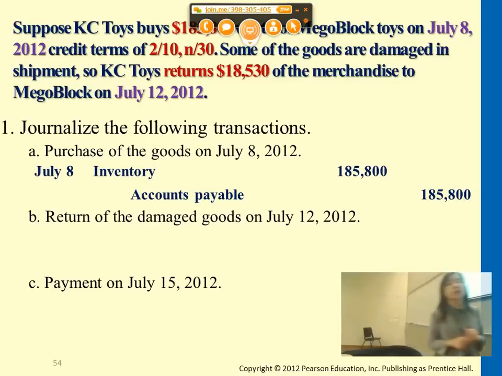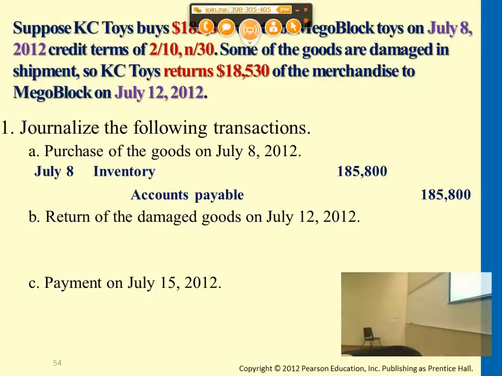Okay, so July 8th, this is a purchase entry: increase inventory, increase accounts payable. Now when it reaches 4 days later, they did the inspection, they realized they need to return some of the goods, and the seller also wants to keep the damaged goods, possibly if they could maintain it or fix it in a way to then resell it to other customers, they may want to collect the goods.